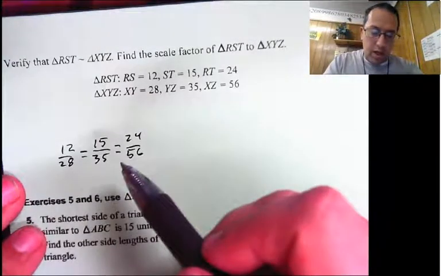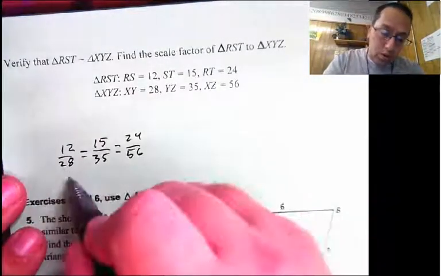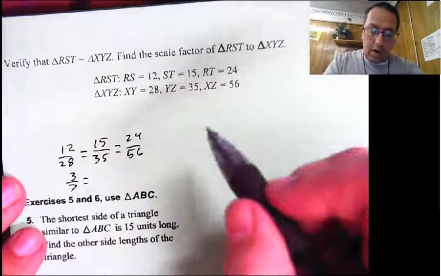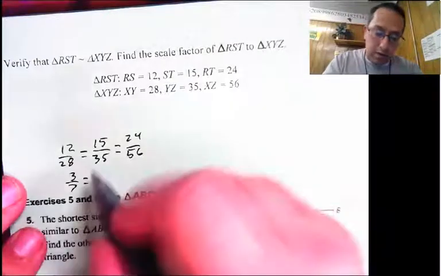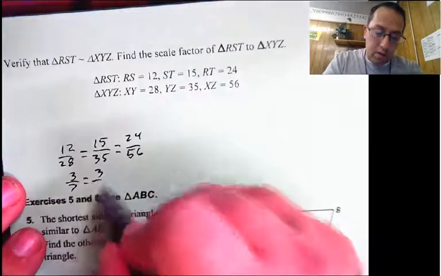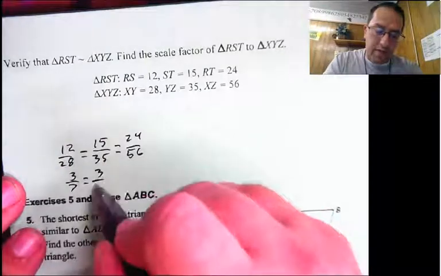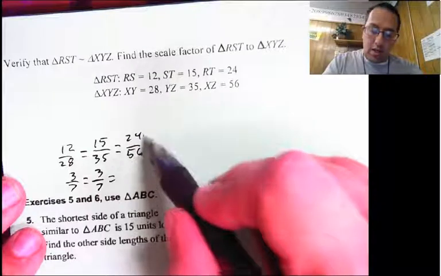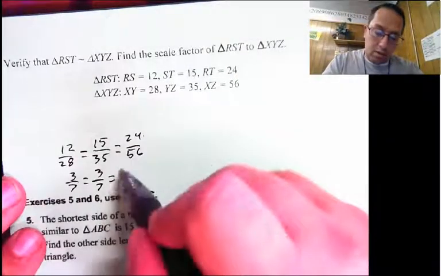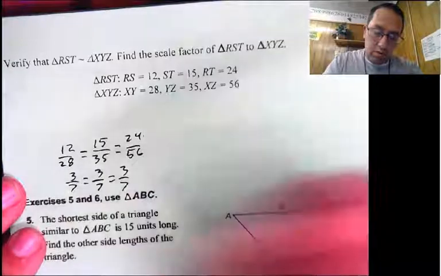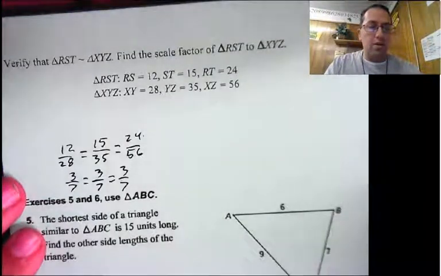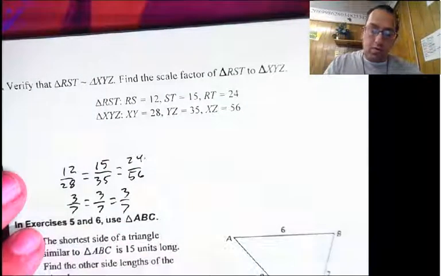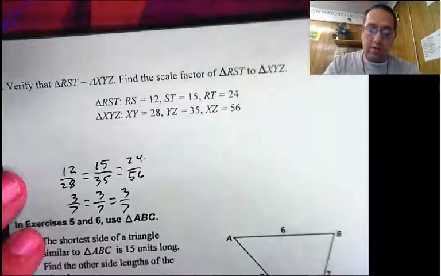Okay, 12 and 28 are both divisible by 4, so that would give us 3 over 7. 15 and 35 are both divisible by 5, and so 15 divided by 5 is 3, 35 divided by 5 is 7, there we go. And these are both divisible by 8, so that would be 3 over 7. Hey, there it is. So it works. All of our ratios come out good. It works. We have verified it.